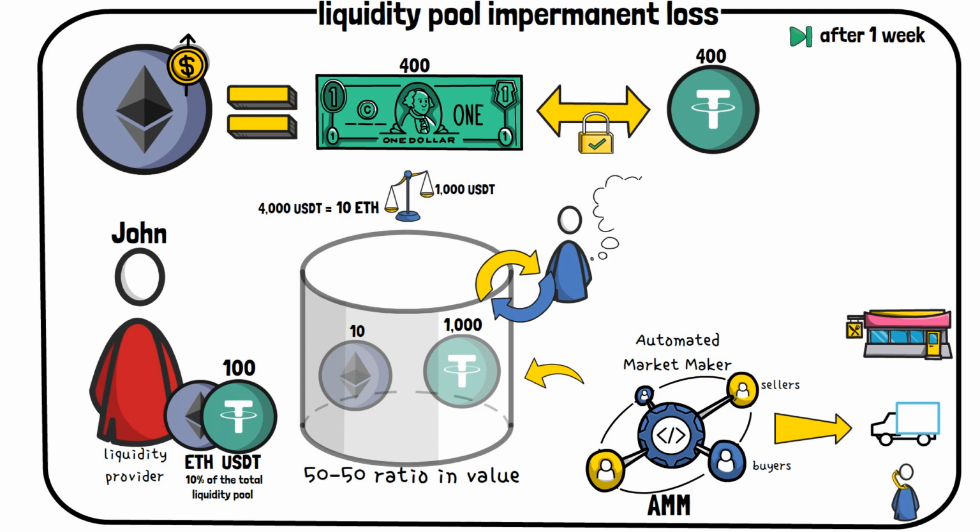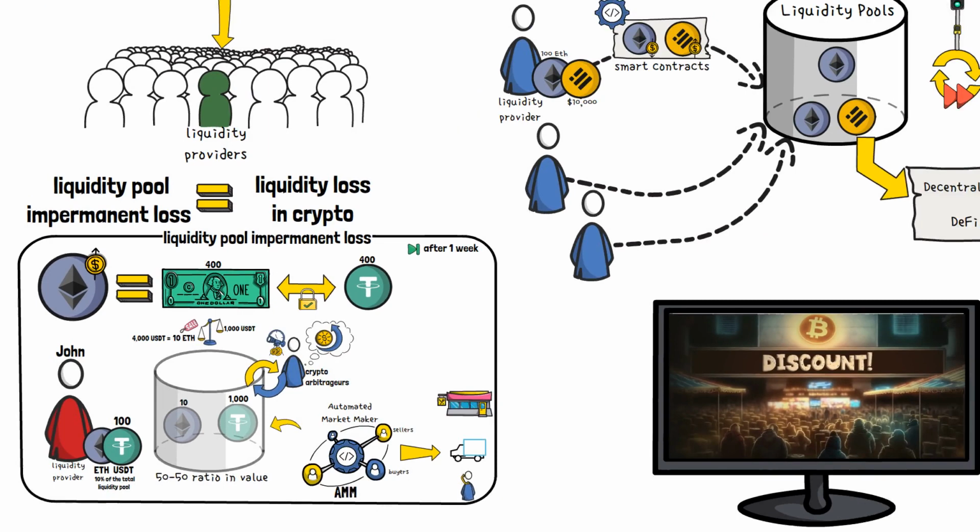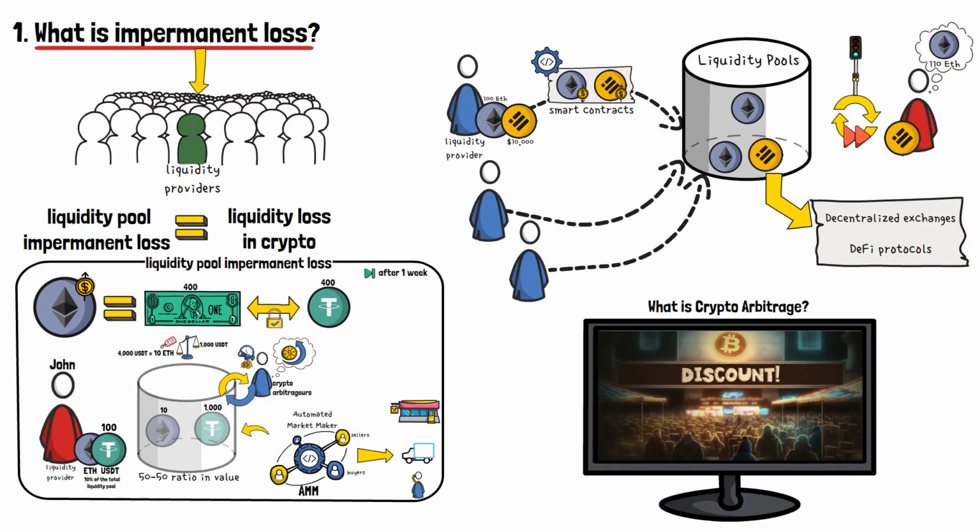If you're not new to the crypto sphere, you can sense that this creates an opportunity for crypto arbitrageurs. The people who look for price imbalances like this one and snatch these opportunities to buy something for cheap and sell it somewhere else for a higher price. I've got an entire video about them, so be sure to check it out to understand this phenomenon better.